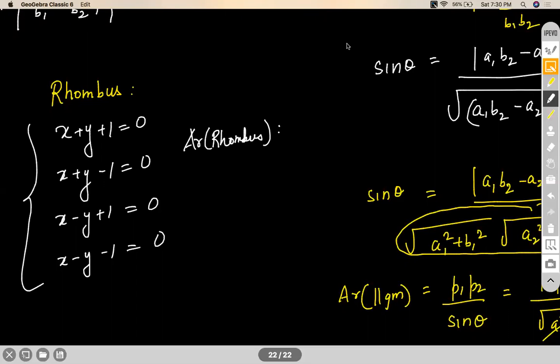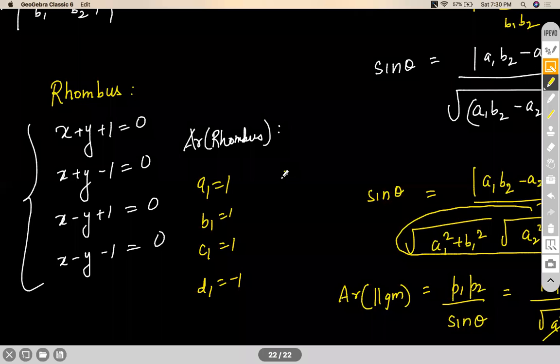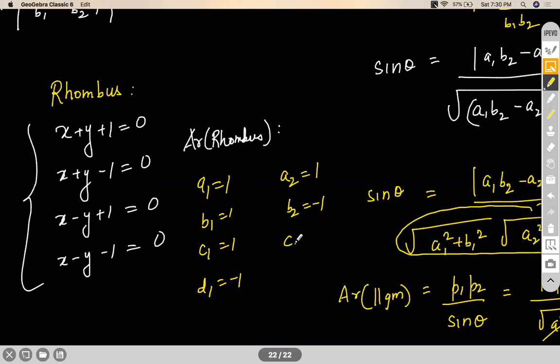Done, done, done. Okay, let me write it down. A1 is 1, B1 is 1, C1 is 1, D1 is minus 1. Okay. A2 is 1, B2 is minus 1, C2 is 1, and D2 is minus 1.